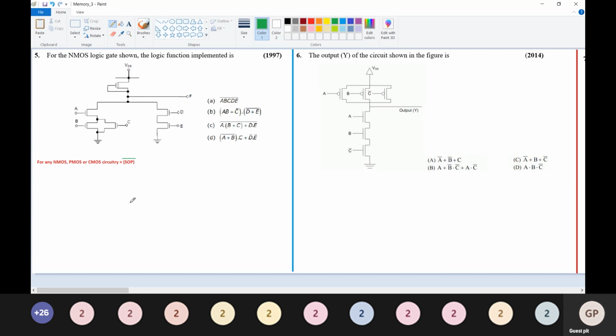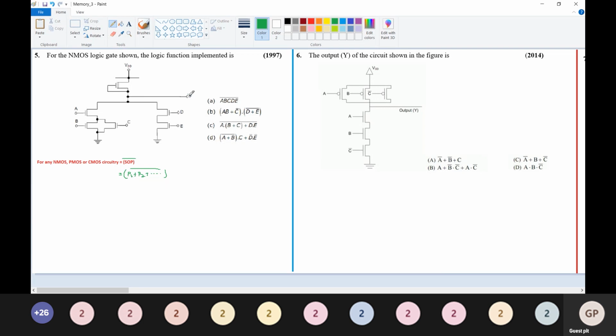So we have to find the SOP expression here. The SOP expression is made of product terms, product term 1, 2, and it can be any number, but in the complemented form. These product terms are nothing but the parallel paths. Each product term is nothing but a parallel path from the output terminal.